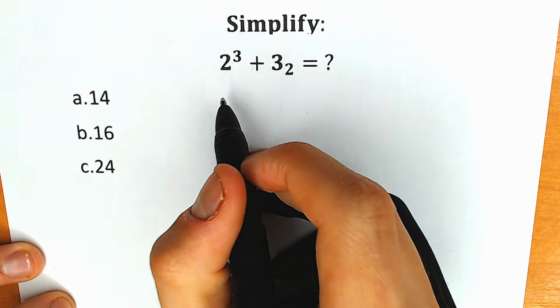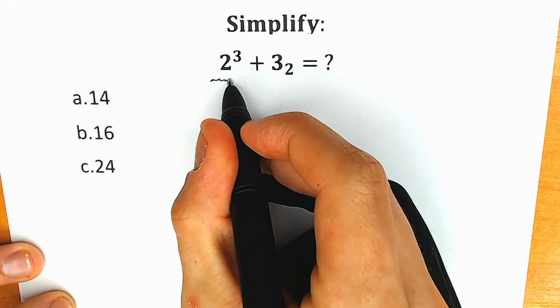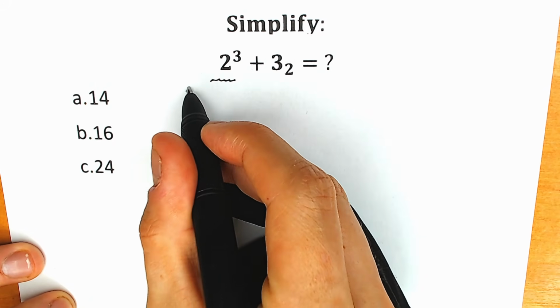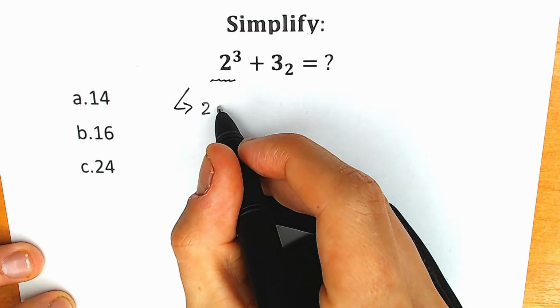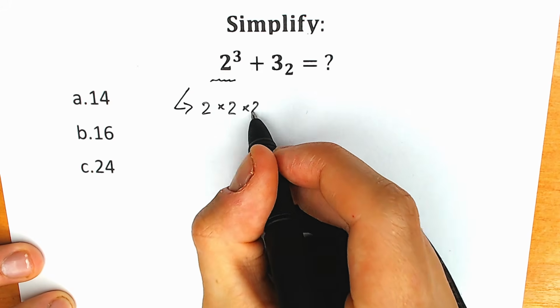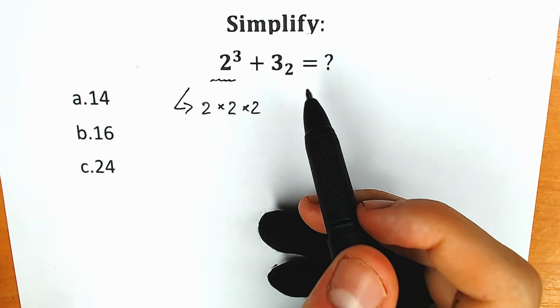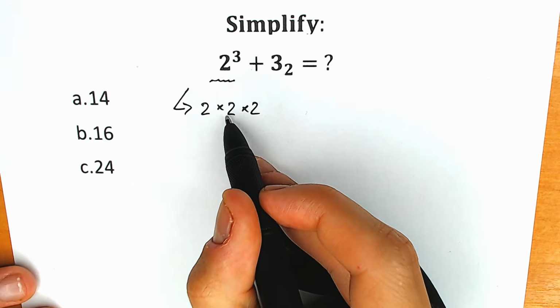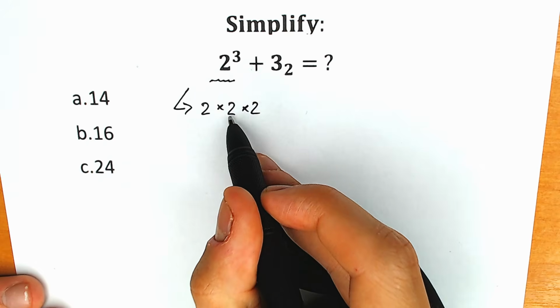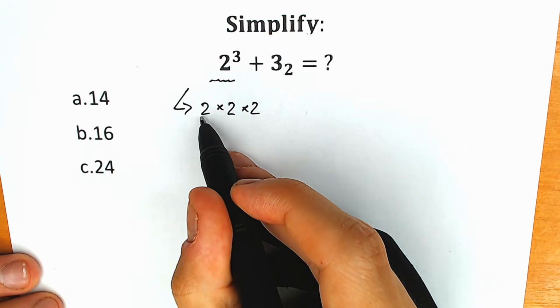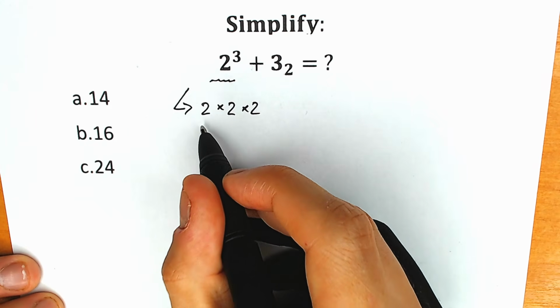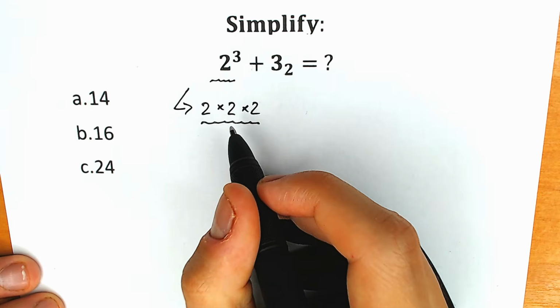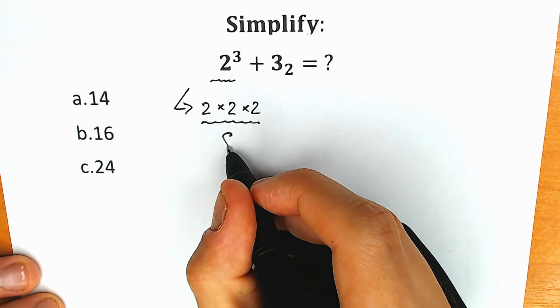Everyone knows about this 2 to the power 3. This is a known expression. These are 2 times 2 times 2. We're gonna raise this 2 to the third power. So we multiply 2 by itself 3 times: 2 times 2 times 2. When we multiply it, 2 times 2 we have 4, 4 times 2 we have 8. So our left side, 2 to the power 3, is equal to 8.